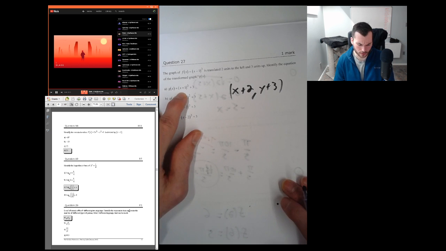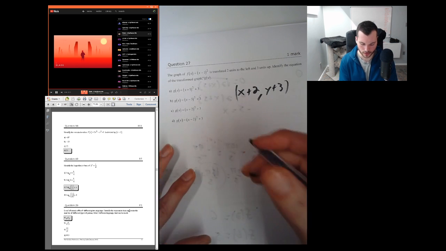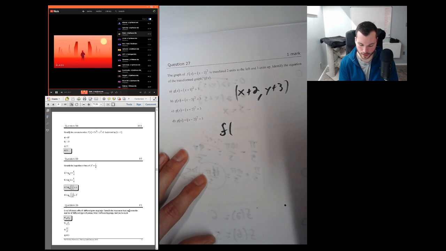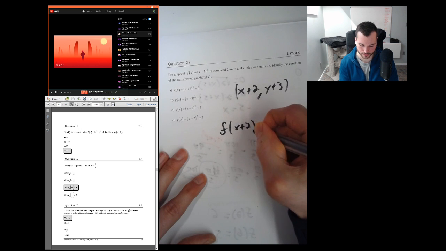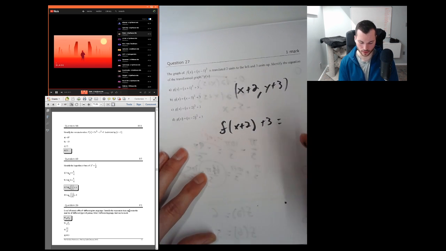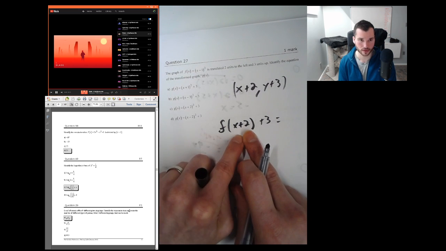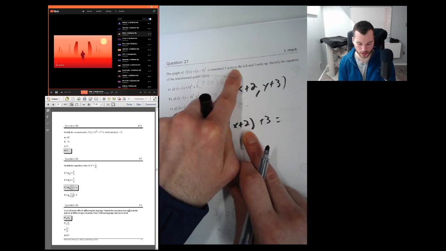Oh, right on, cool. So straight up, do the transformation. That's all you got to do. We're going to do x plus 2, and then we're going to do a plus 3. Well, we have f of x, and now we're going to replace the x with x plus 2, because that is a translation of 2 units to the left.